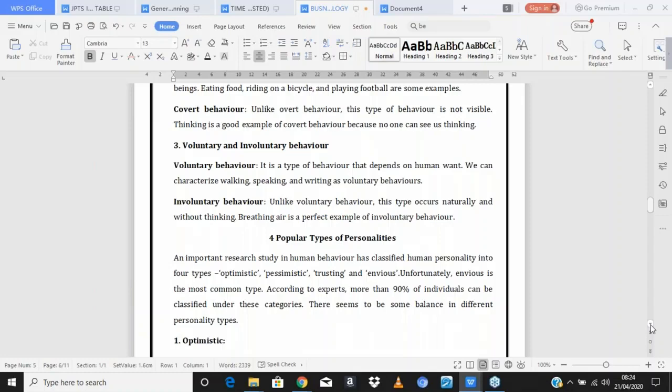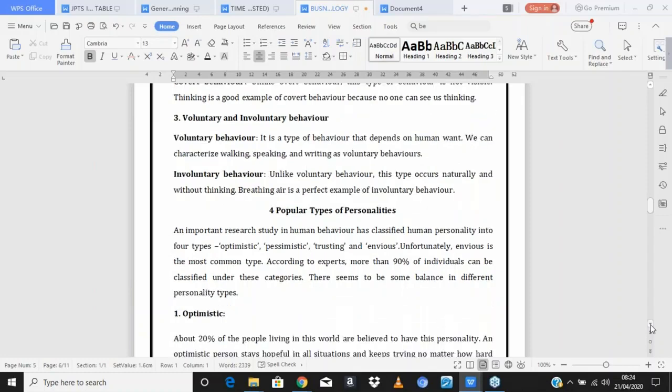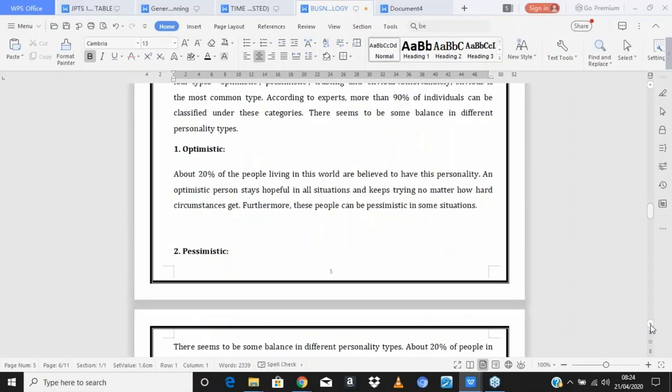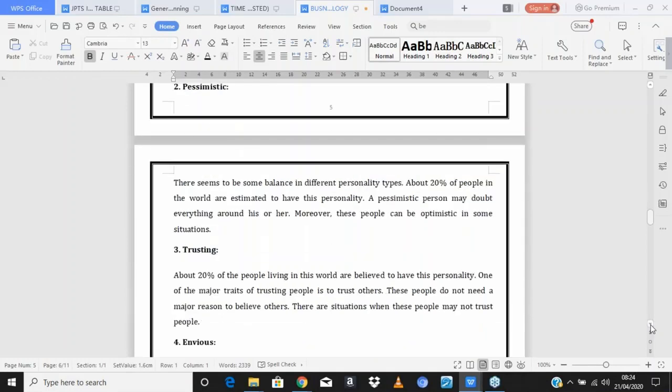So the first are those that are called optimists. The research says that 20% of people living in the world are believed to have this kind of personality type. They believe in a better tomorrow, and so they will always put in their best to have something better. The pessimists are those that do not necessarily look at tomorrow as being very hopeful. So if something is not working, they just give up on it. They just say, well, this is not going to work. They do not believe. They have a lot of doubt for everything around them.